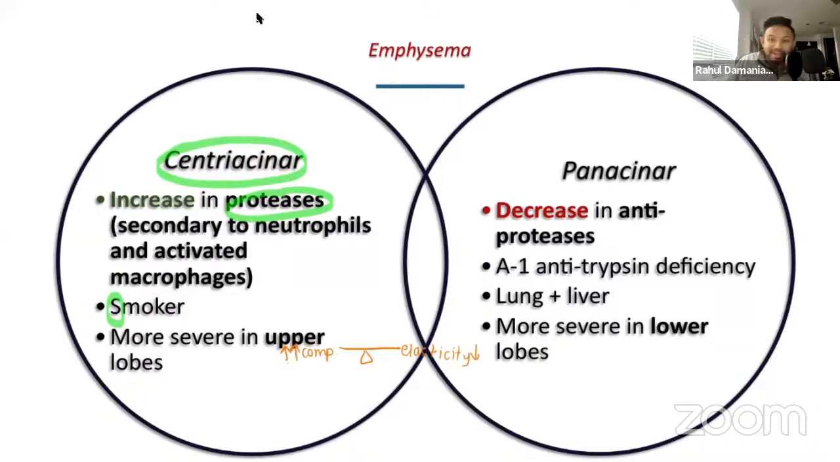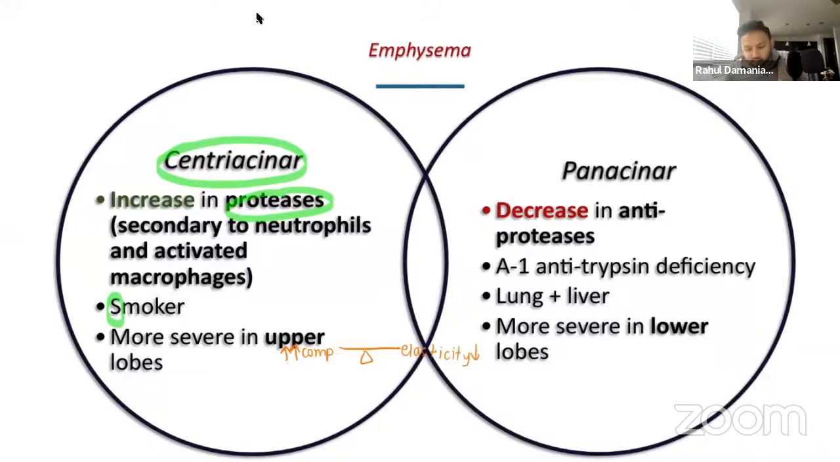Your lung ends up being a very floppy bag, just like the left ventricle in congestive heart failure. A very compliant lung is going to further worsen your air trapping. And that's why emphysema is an obstructive lung disease.